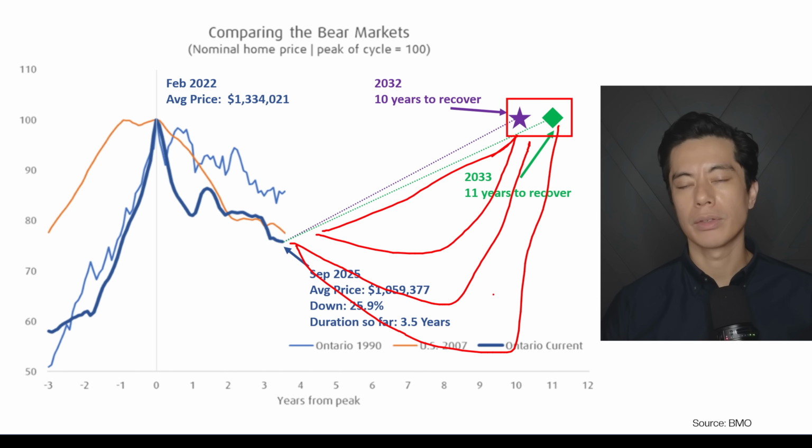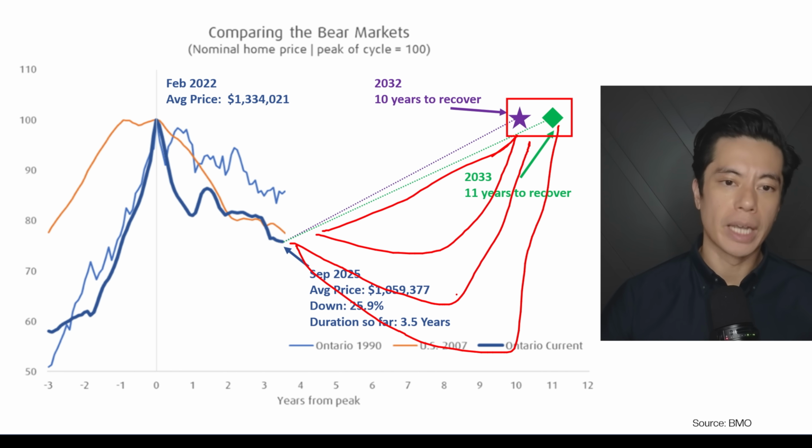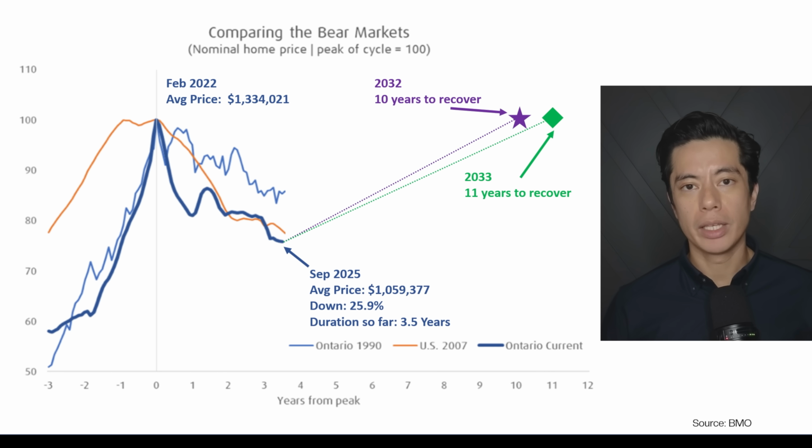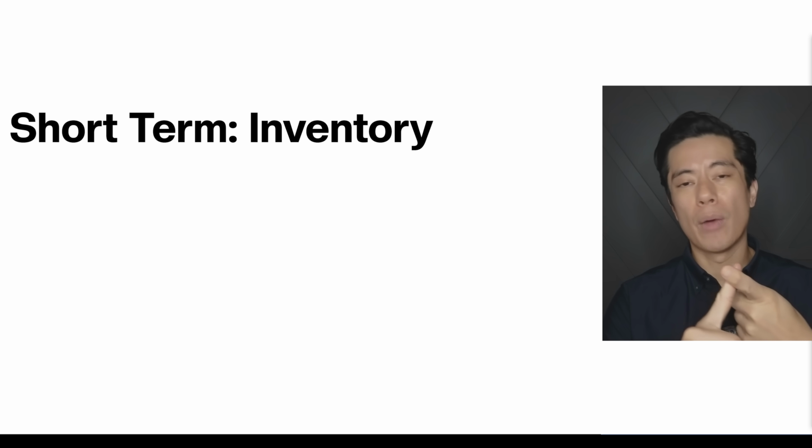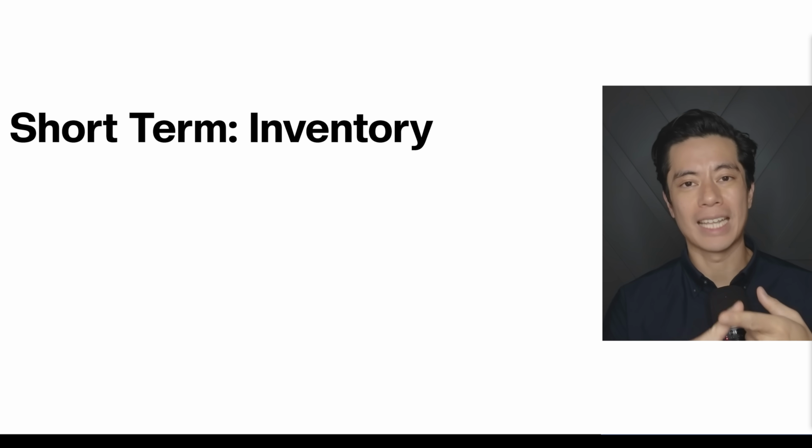We could go like this. There's many ways to get there, and we won't know. And this is why I always have 3 metrics that I look out for to kind of get an idea of where things are going to go. In the short term, it's inventory. And when I mean short term, I'm talking like 30 to 90 days.